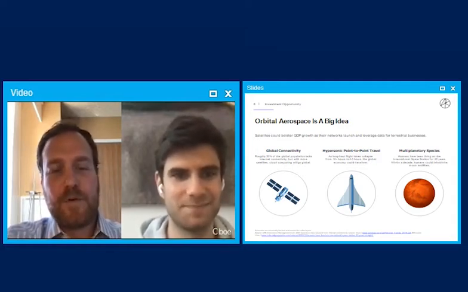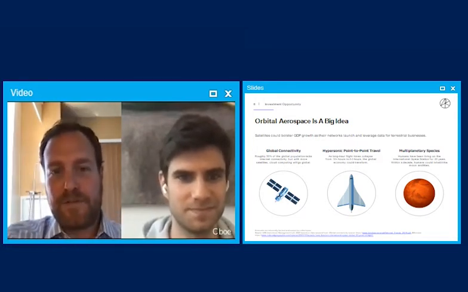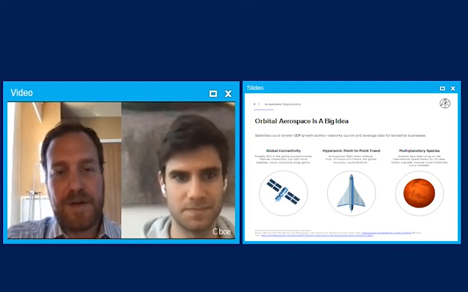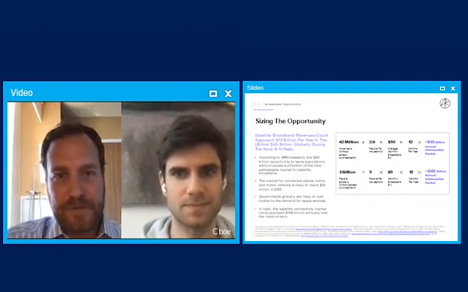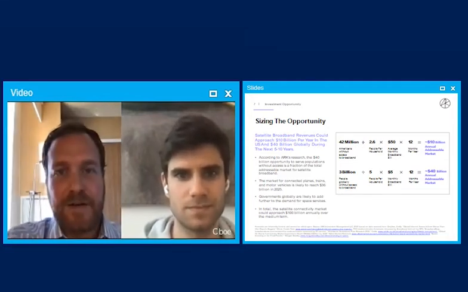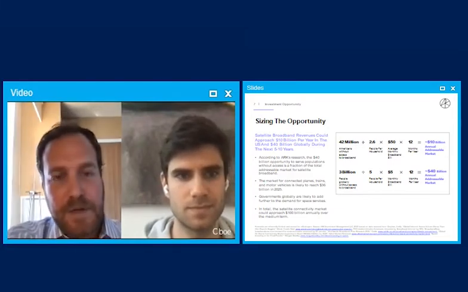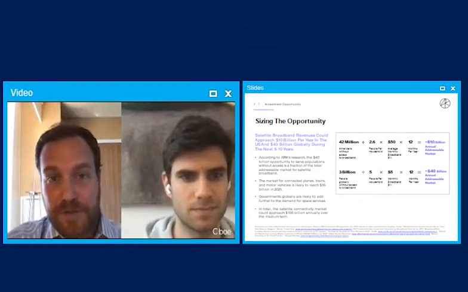Yeah. So maybe going back to the satellite broadband opportunity. You've done some work on dimensioning what that opportunity could be, and here's a slide on the sizing of the opportunity. And what we do at ARK is really do a lot of cost decline work, right?